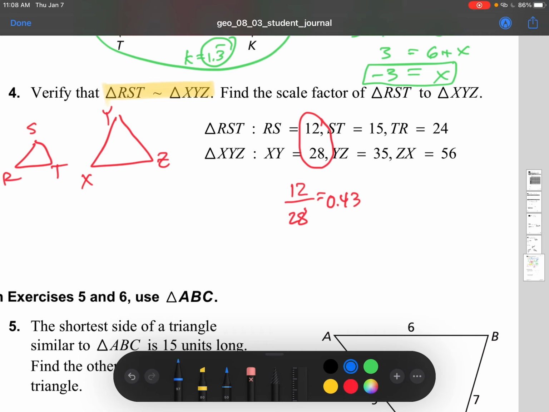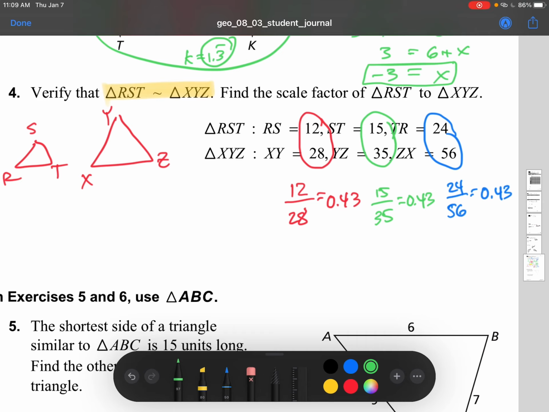Next we can take a look at those two lengths. Those are both the longest sides of the two triangles. So we can do 24 over 56, right? We'll do this ratio. We get the same result, 0.43. And then we'll take a look at the remaining side, and we'll look at the ratio of those ones, 15 to 35. It is the same ratio, it's 0.43.